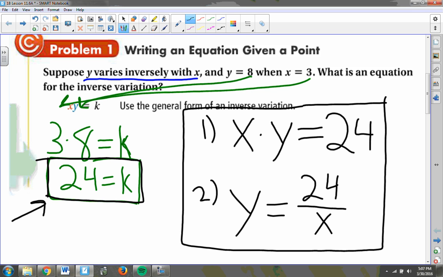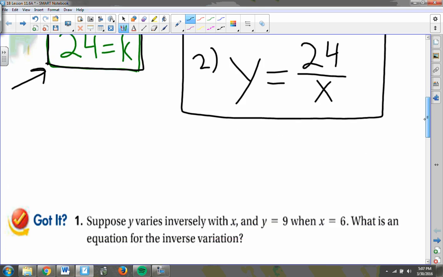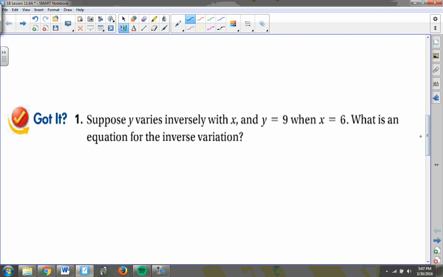Okay? Now, I would like you to try with this information here, suppose that y varies inversely with x and y is 9 when x is 6. What is an equation for this inverse variation? And remember, I would like it in 2 different ways, please. Pause the video, take a look here at this problem, then come on back and I will show you what we should do.